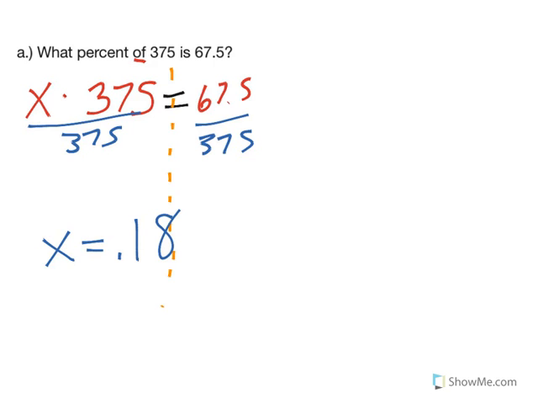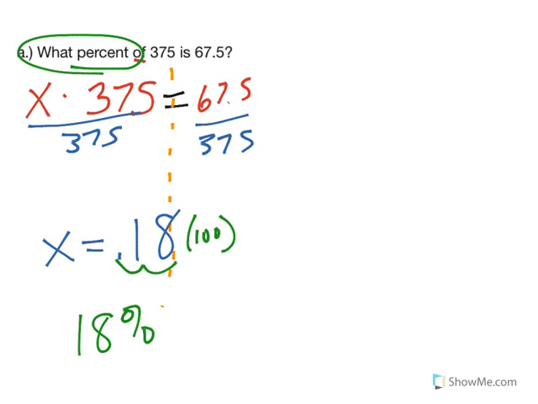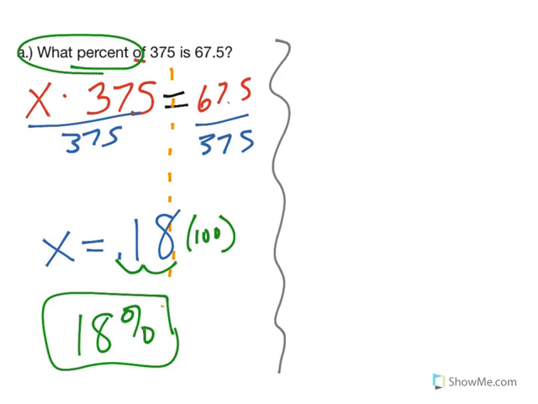Well, that's a decimal. The question didn't ask for a decimal. The question asked for what percent. So remember, to go from a decimal to a percent, I can multiply by 100, which moves the decimal, and I end up with 18%. Now, that's the equation way.